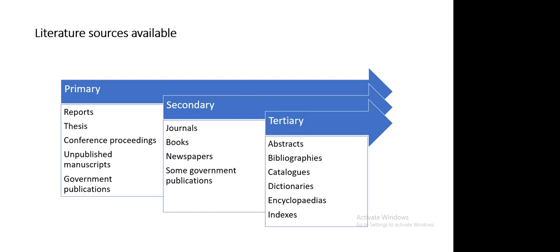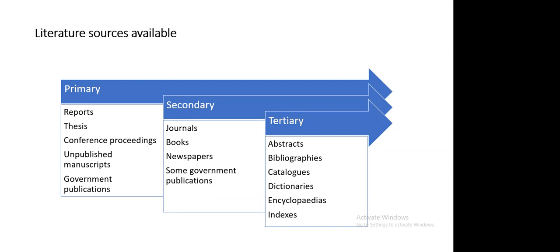If we look at sources, we can put our sources in 3 categories. Yeah? Primary, secondary, tertiary. In primary are reports, then we look for similar theses. Then we are running via different conference proceedings. We can also use unpublished manuscripts.